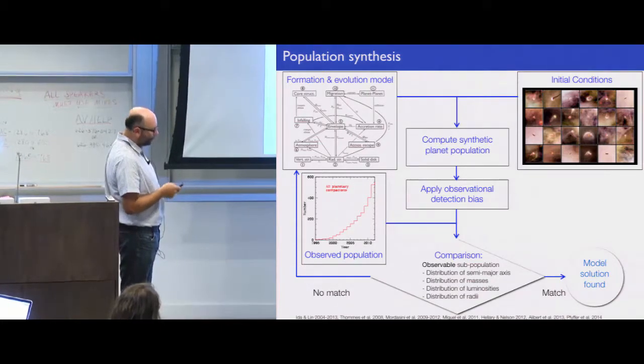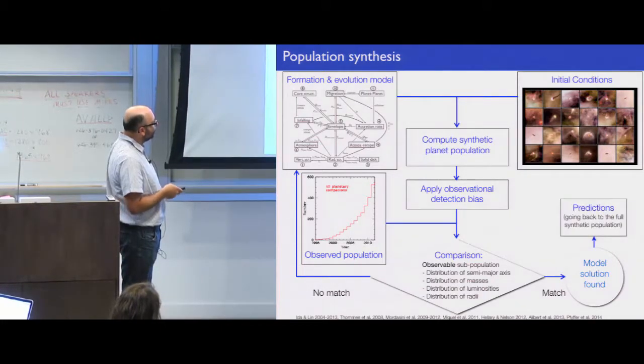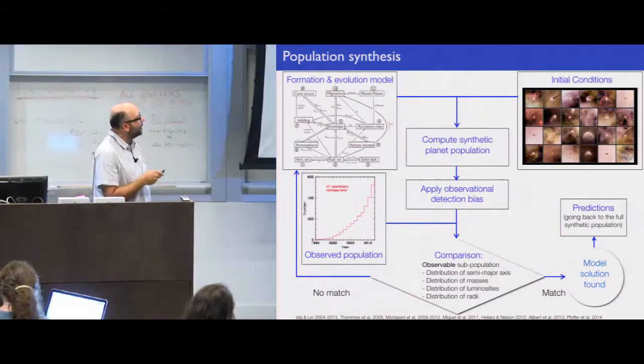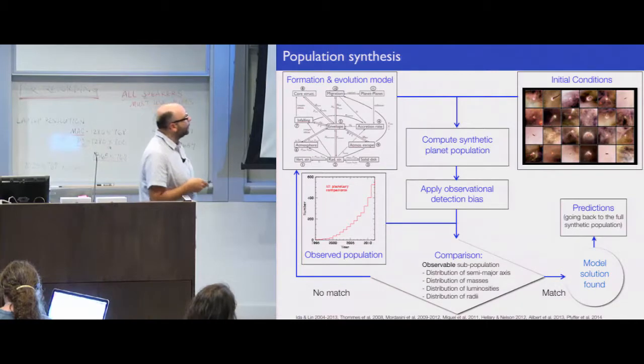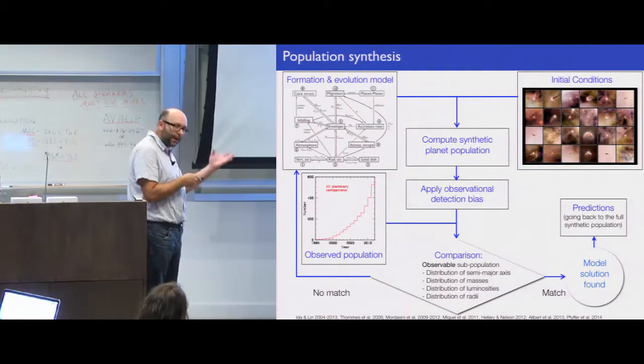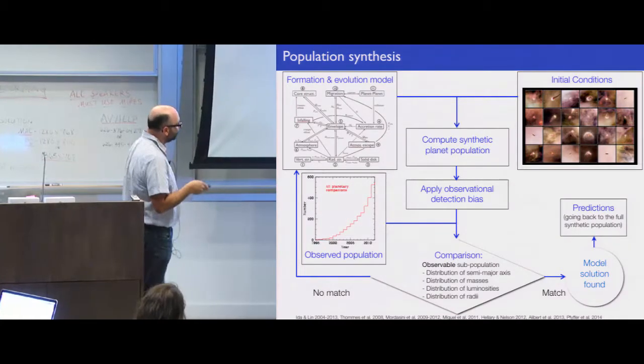So when we have a good solution, then we use another detection bias. For example, we say, okay, let's take the same model, and let's observe it with Kepler. And do we match the observation by Kepler?